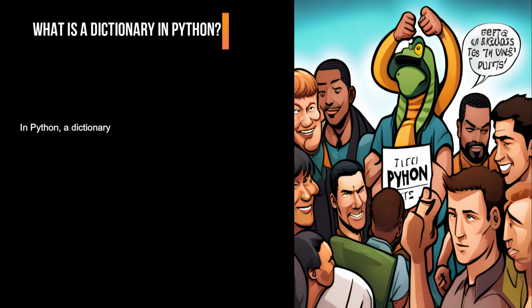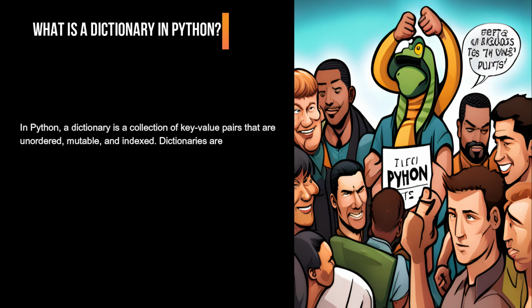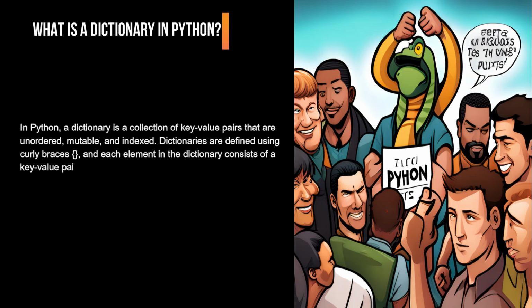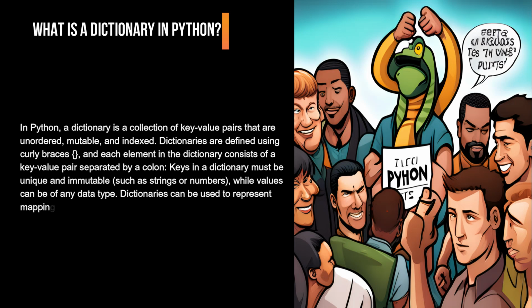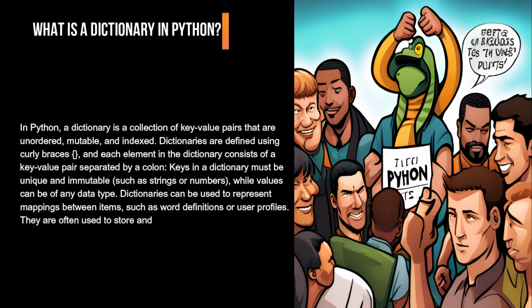What is a dictionary in Python? In Python, a dictionary is a collection of key-value pairs that are unordered, mutable, and indexed. Dictionaries are defined using curly braces, and each element in the dictionary consists of a key-value pair separated by a colon. Keys in a dictionary must be unique and immutable, such as strings or numbers, while values can be of any data type. Dictionaries can be used to represent mappings between items, such as word definitions or user profiles. They are often used to store and manipulate data in a way that is easy to access and update.